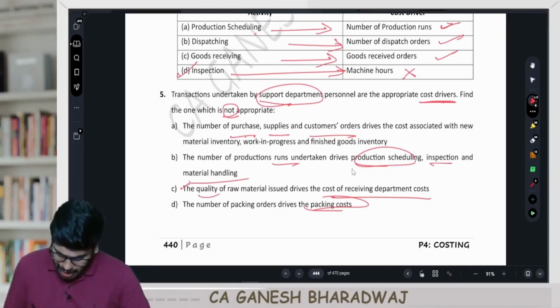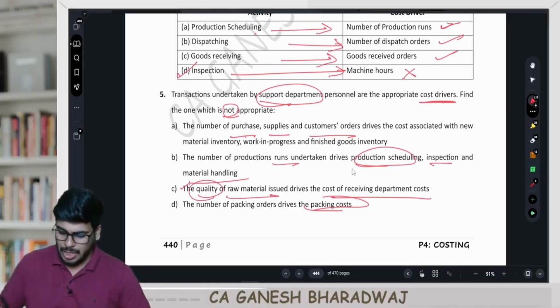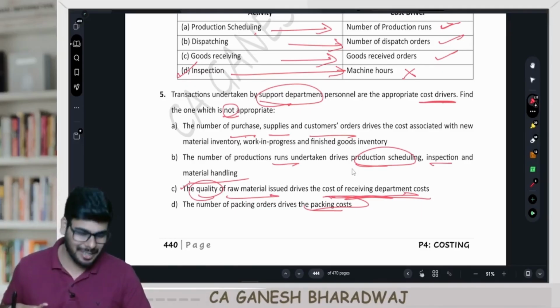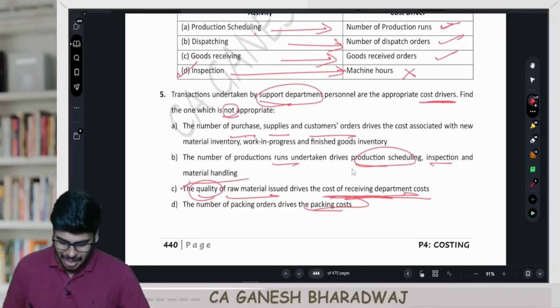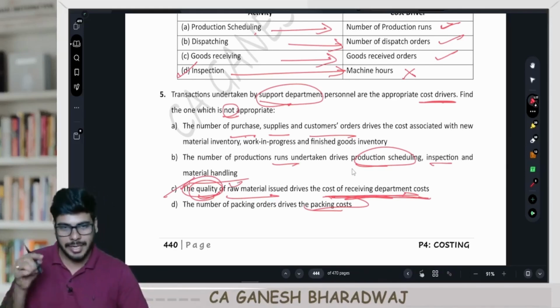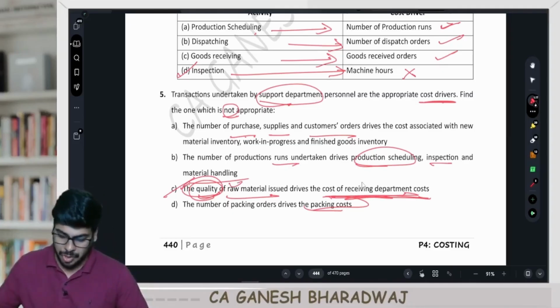Why? The quality of raw material issued drives the cost of receiving department. What is this? This is absolutely, it doesn't make any sense at all. Right? Quality of the raw material has nothing to do with the cost of the receiving department. Absolutely right. The fact that this is wrong is right. Okay, so C is not correct. So obviously you can take it up.